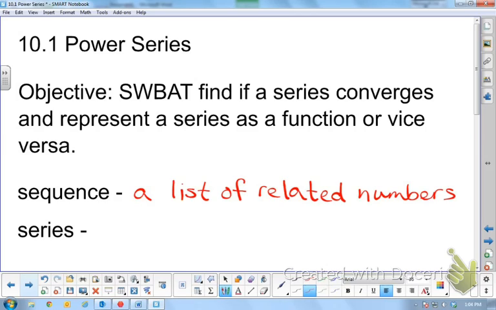And that one, as far as I know, can't be defined explicitly. We can't find a function for it. But we can define it recursively. So they're still related, but we couldn't actually find a function for it. A series is taking a sequence and adding it together. Let me see how I wrote my definition. The sum of a sequence.